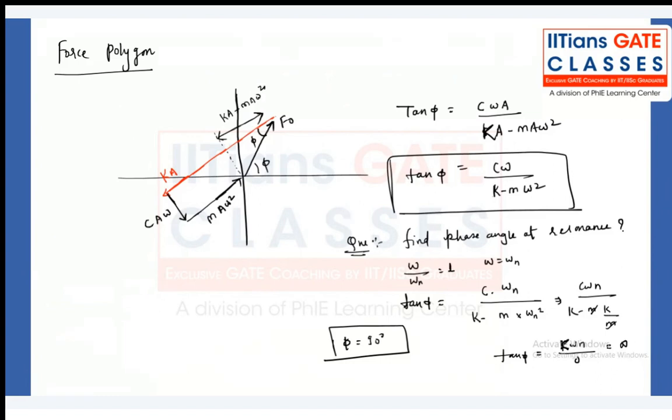Note one question: find the phase angle at resonance. Resonance means when omega is equal to omega n. We can also write omega by omega n is equal to 1. When you substitute omega with omega n, you are going to get infinity. Tan phi is infinity means phi will be 90 degrees. Remember omega n. What is omega n? Under root of k by m. So what is omega n square? It's k by m.